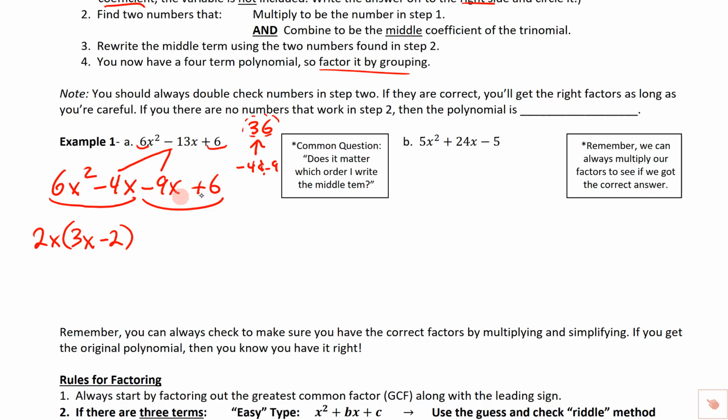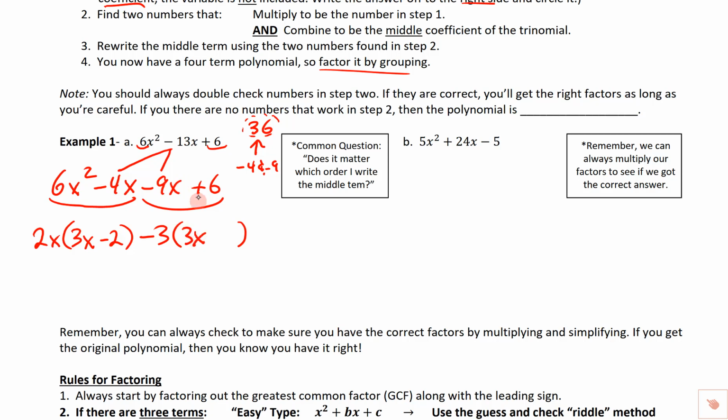And now I turn my attention to this one right here. I need to take something out of a negative 9x plus a 6. Well, because that's negative, I'm going to take out a negative. Remember, we worked on this before. Make sure you write down that sign right there. And out of a 9 and a 6, we can take out a 3. Now, we can't take out any variables because this one doesn't have a variable. It's just a constant.